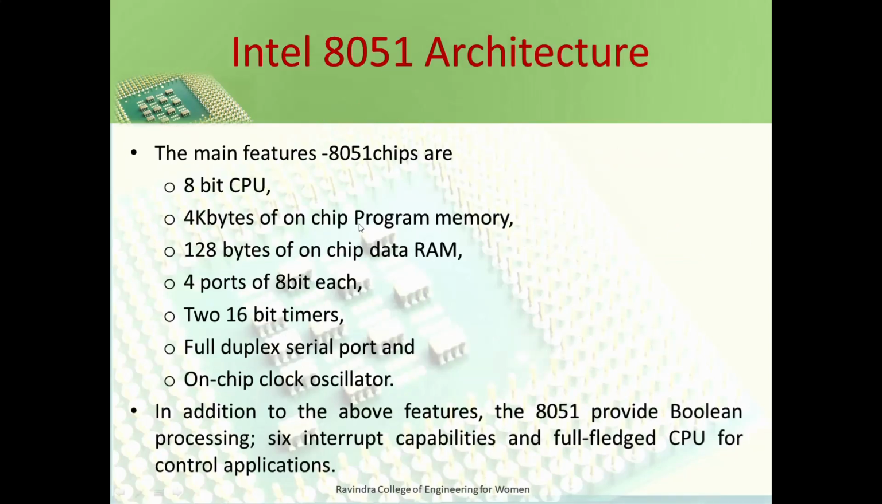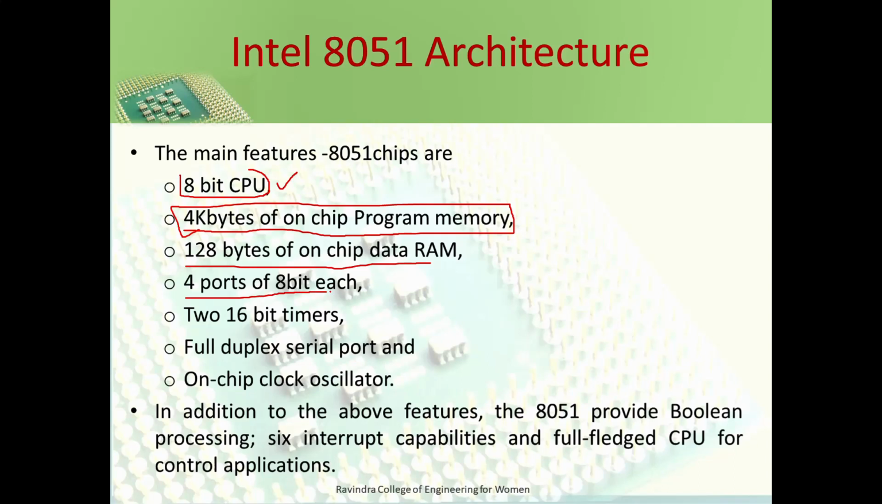So what are the main features of the 8051 microcontroller? It has an 8-bit CPU. That means the microcontroller will process 8-bit data, and it has 4 kilobytes of on-chip program memory. That means I can use this much memory. It has 128 bytes of on-chip RAM and 4 ports, each 8-bit, and two 16-bit timers. Then it has a serial port, and then an on-chip clock oscillator.